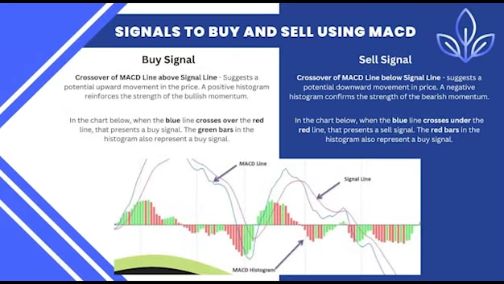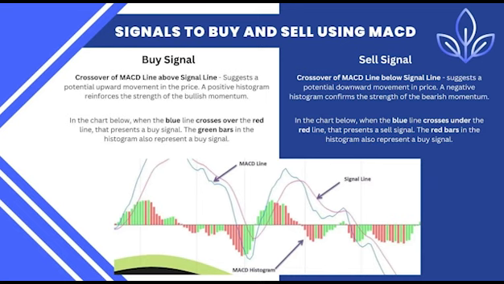Crossover of the MACD line above the signal line suggests that short-term momentum is becoming more bullish than the long-term trend. This implies a potential upward movement in the price. The bars in the histogram are positive when the MACD line is increasing faster than the signal line. These bars are often green in color, which is visually helpful during analysis. A positive histogram reinforces the strength of the bullish momentum.